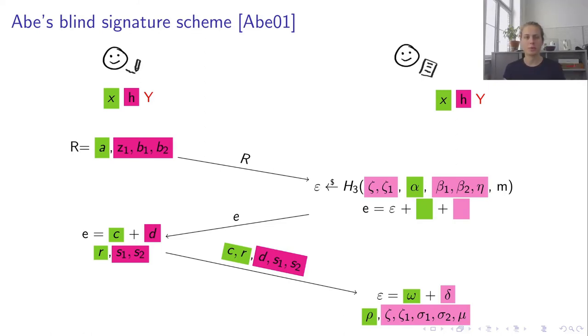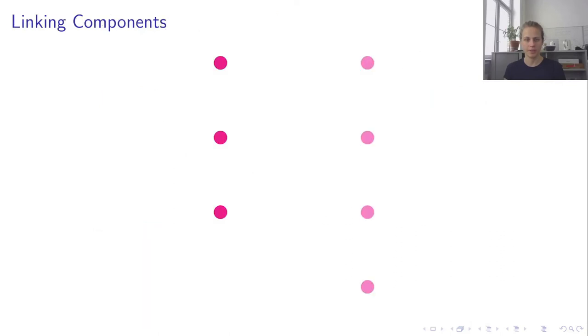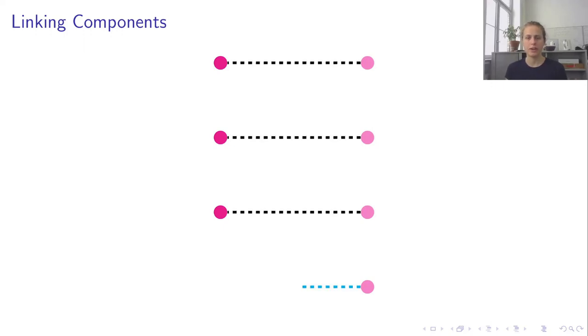So let's look at what happens with the linking components. As we have seen before, there is a hidden link between a signature and a signing session. But when there are more signatures than there are signing sessions, there are two cases that can occur. Either there must be a signature where the hidden link doesn't match any of the signing sessions, or there are two special signatures that belong to the same signing session. We now want to look at the hash queries that are made for these special signatures.